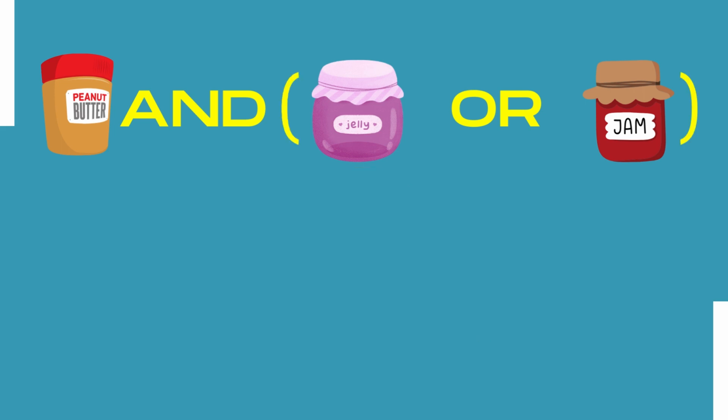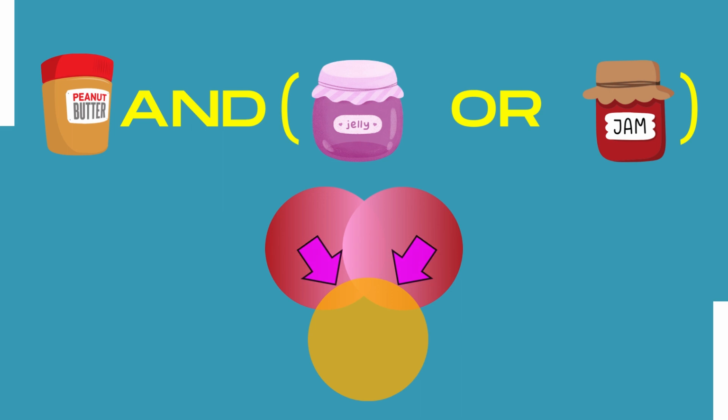So here's another way to do that search. Put jelly or jam in parentheses. According to order of operations, the formula inside parentheses is calculated first. So it will add all of the results with jelly or jam first, then it will apply peanut butter to those results and return to you the results that have peanut butter and jelly and peanut butter and jam when used together.